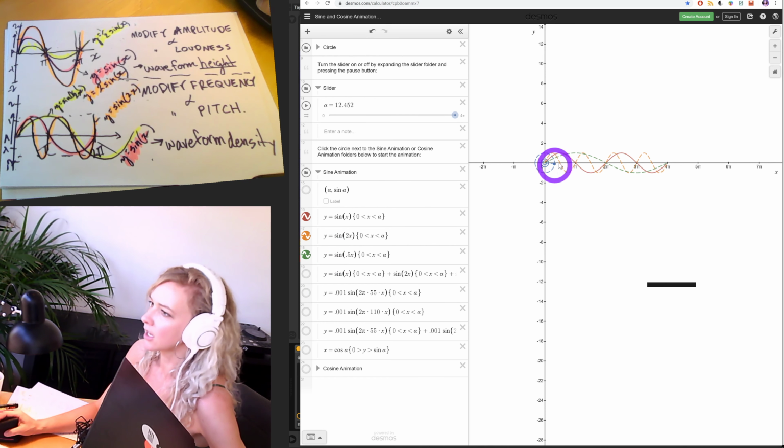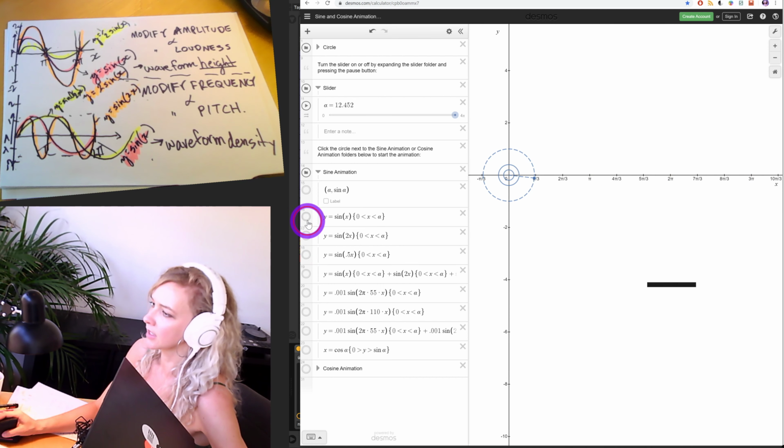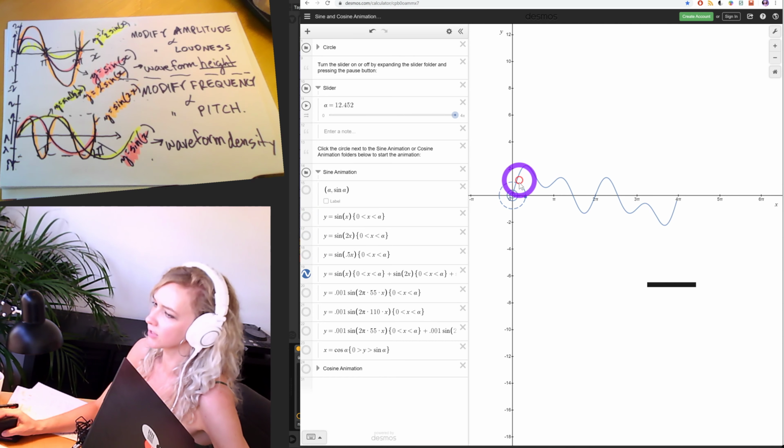So if we played all of these at the same time, we would hear the same as if we just played this resulting waveform.